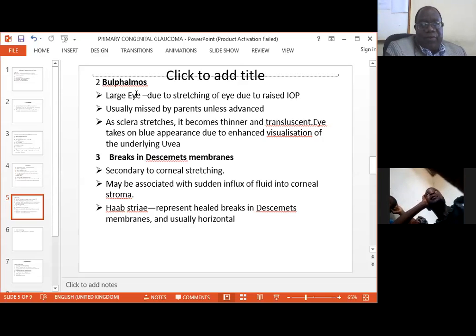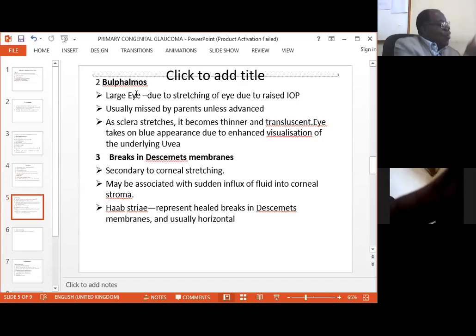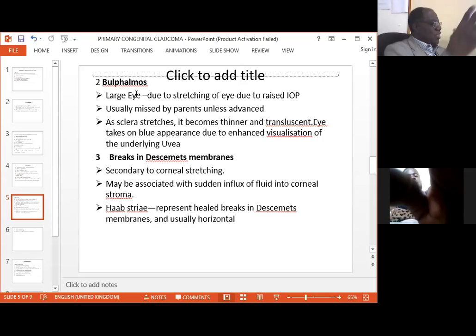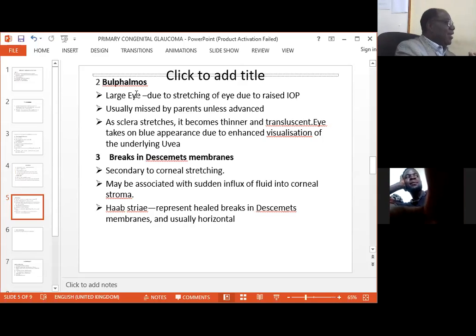Haab striae represent healed breaks in Descemet's membrane. These Haab striae, the healed breaks, will appear as whitish lines. It means the cornea initially stretched up, had breaks there, then those breaks, as they heal, appear white. It's a later stage you see. Okay.